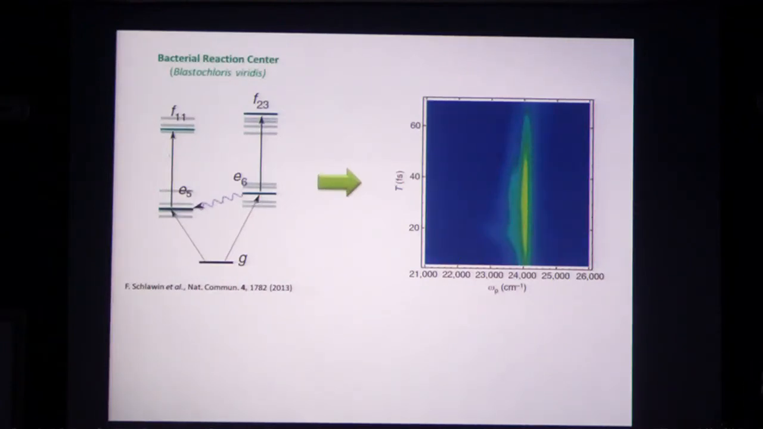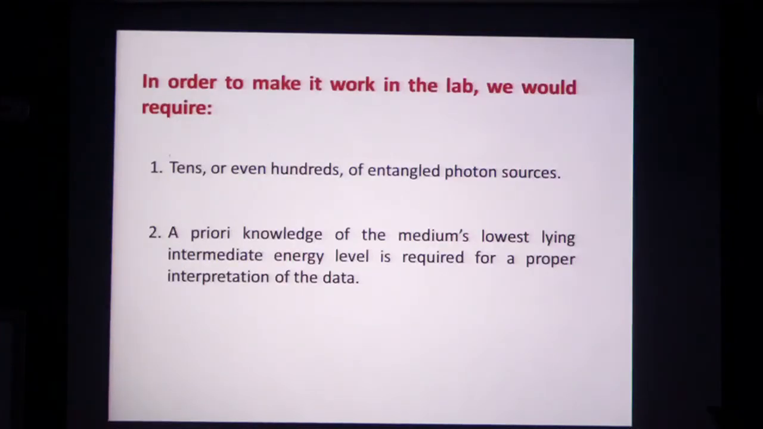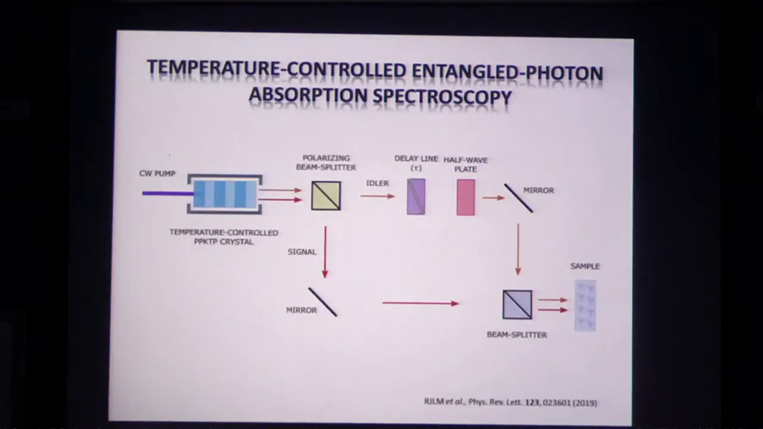So that is a very, very useful technique. Remember these two big problems, and the way that we solve them is using this setup. Now you see that we change the many crystals for a crystal put into an oven. So now we control the temperature of the crystal. We use a crystal which is called PPKTP.